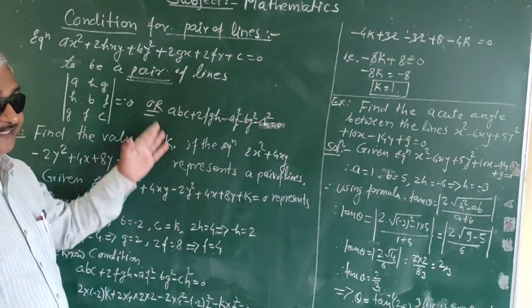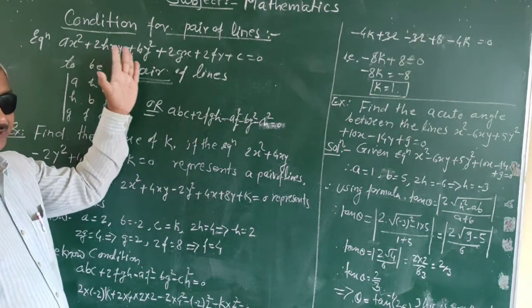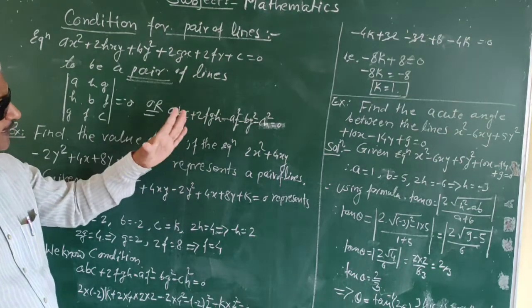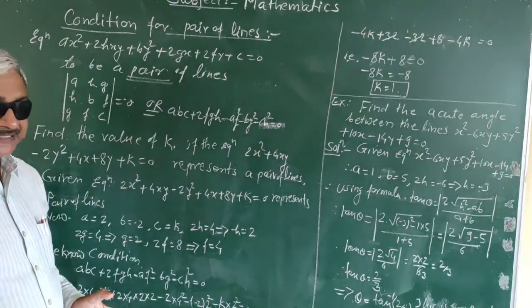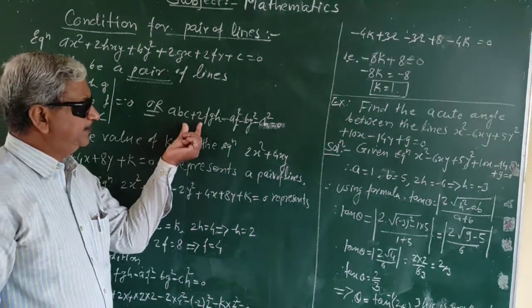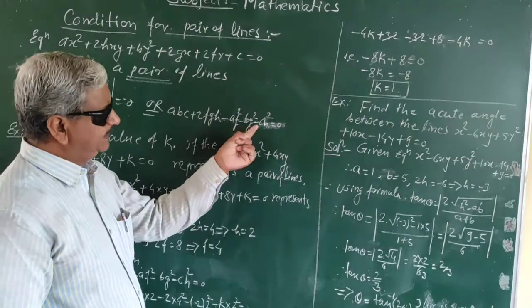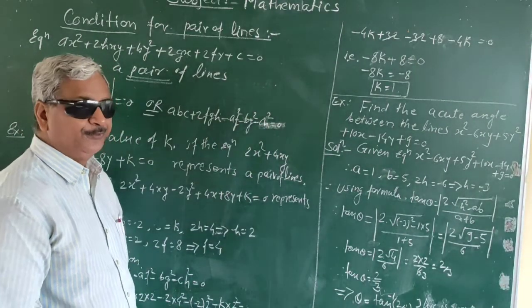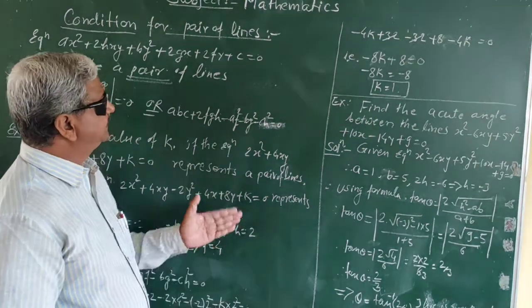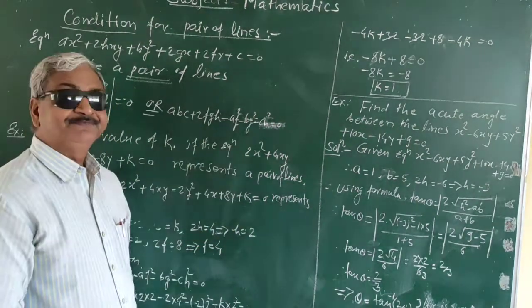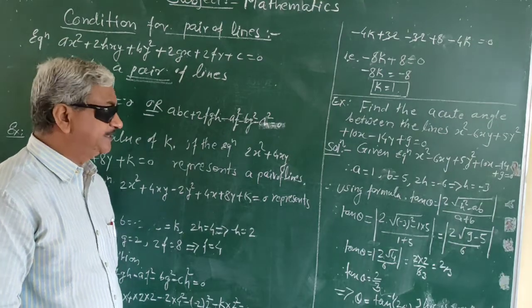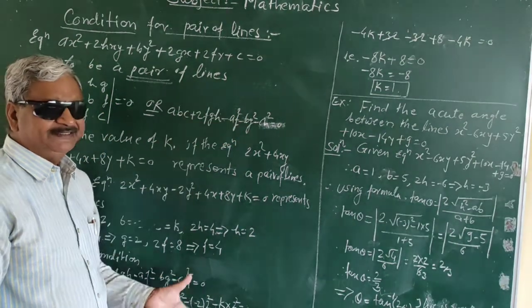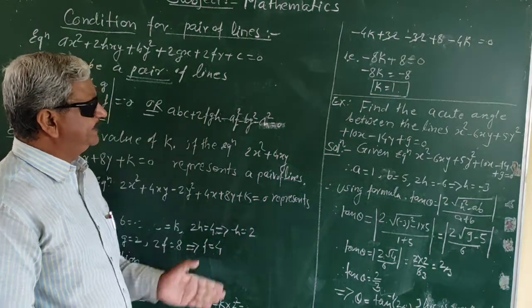You have to obtain all the values of a, b, c and f, g, h from the given equation. I don't say it is a pair of lines, because it is only an equation. We want to prove that it represents a pair of lines. Put all the values of a, b, c and f, g, h in this equation and equate it to 0. If the right hand side comes to 0, we can say that it represents a pair of straight lines. Definitely you can say.